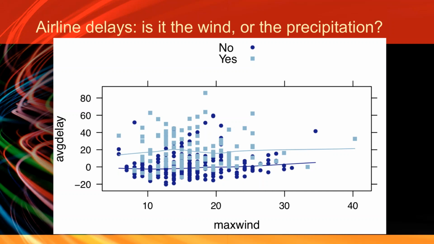We can see that there's an average delay that gets up to about 15 minutes. And it seems that the wind tends to be more on the days when there's precipitation, but the precipitation seems to be more associated with delays than the wind.